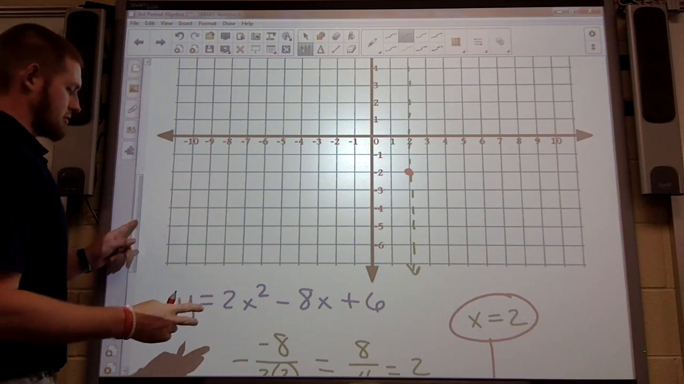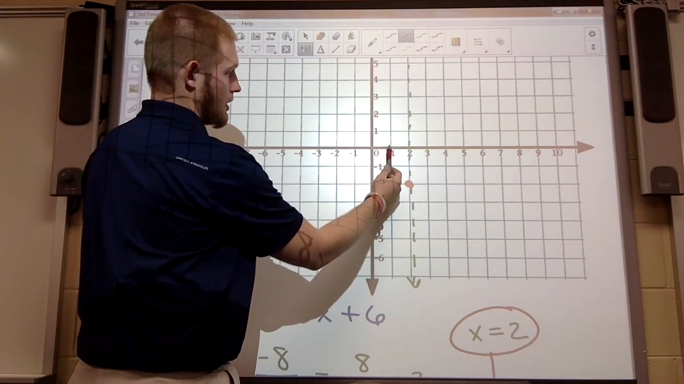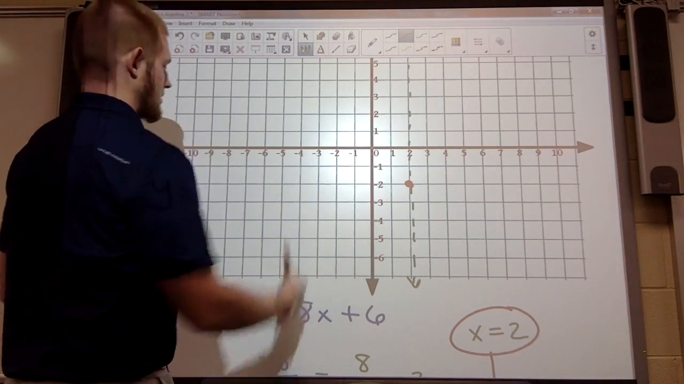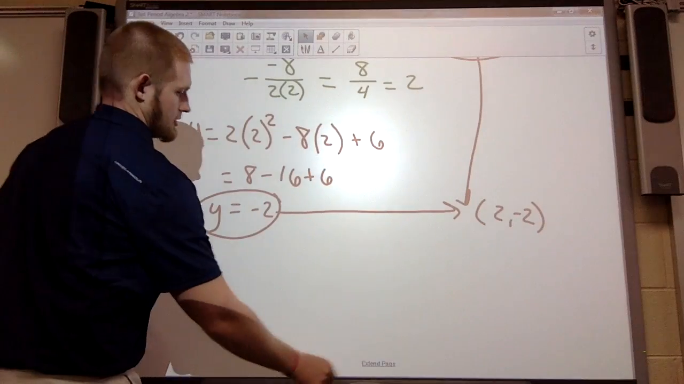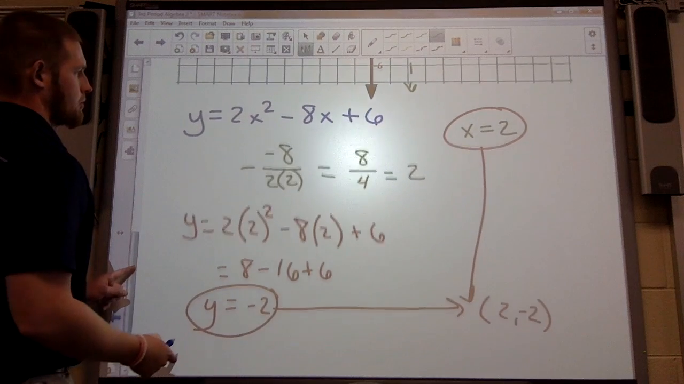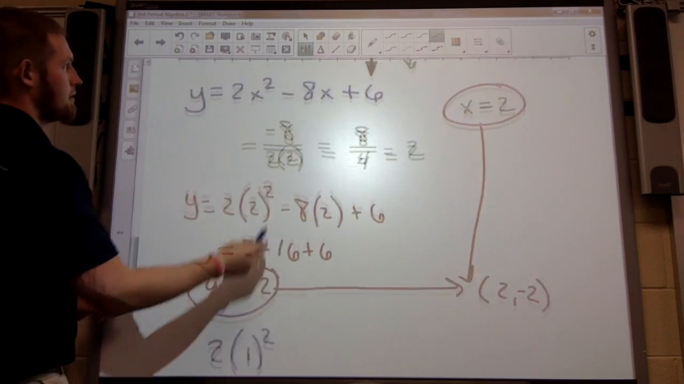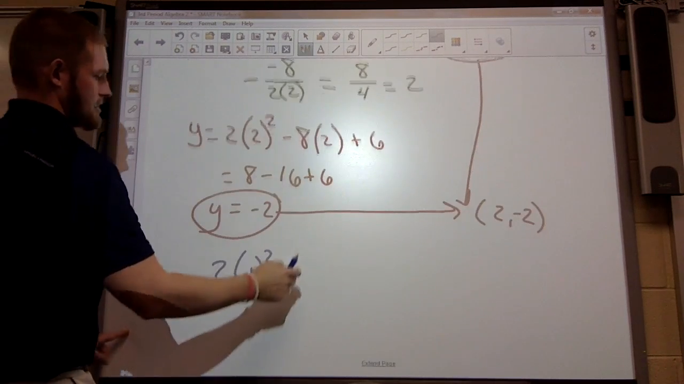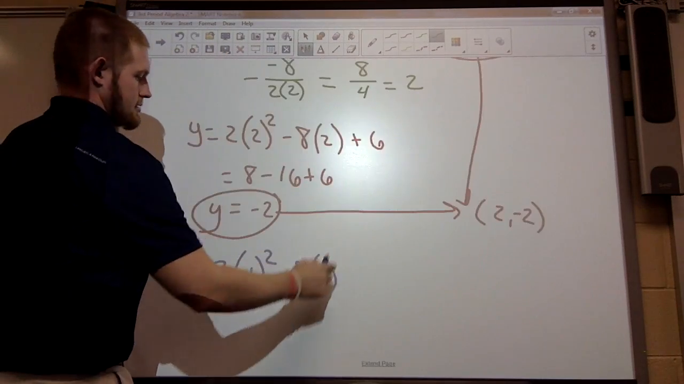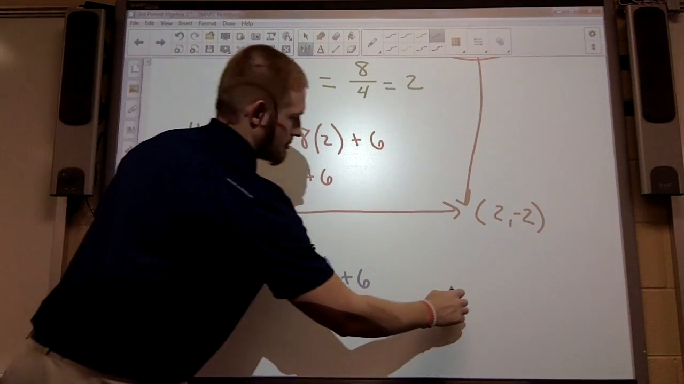Okay, so I still have to pick 2 points. Okay, I would always pick the easy ones. I would pick 1 and 0. Okay, always pick 1 and 0 if at all possible. Okay, those are easy to plug in. So let's do this now. Let's plug 1 in for x and figure out what my y is. So I have 2 times 1 squared, okay, just plugging it in for x, minus 8 times 1 plus 6. I know that y is equal to this. Okay, I plugged in, I know my x value is 1.